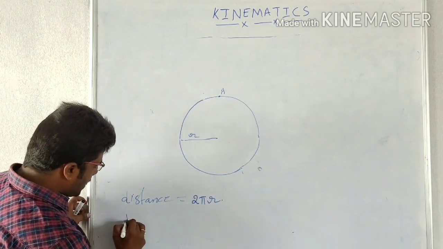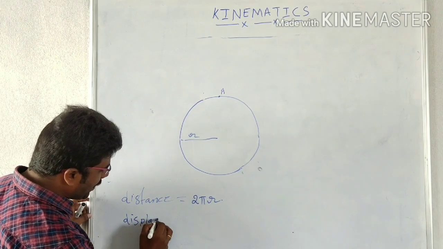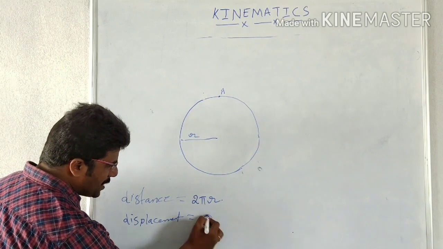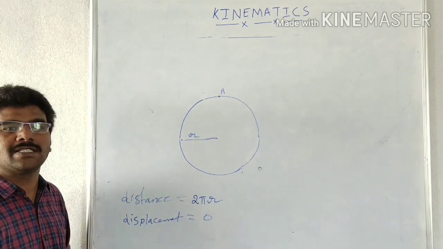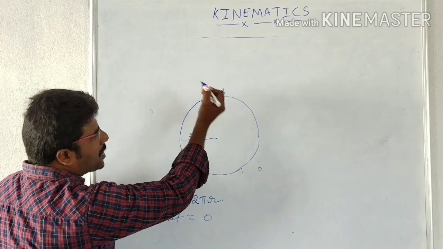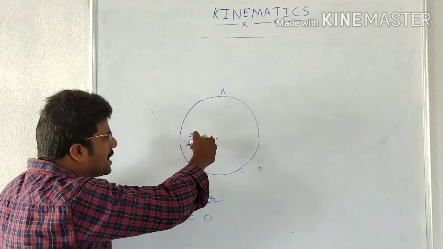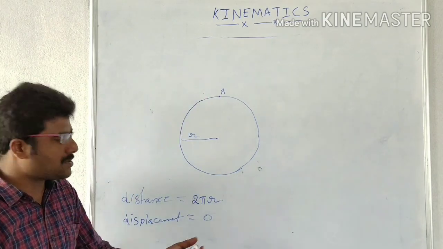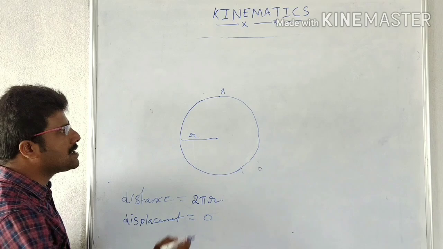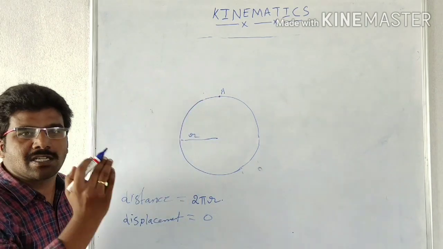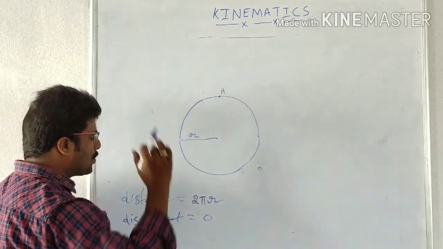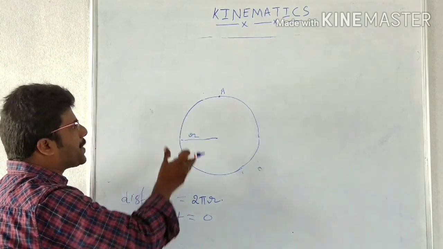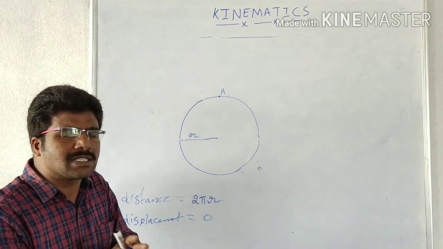When you come to the displacement, can anyone tell? Displacement is nothing but 0. Why is the displacement 0? Because the starting point is A. Once again he moves on the circumference of the circle and reaches A. So it becomes 0 because the final position and the initial position are same. So the displacement is 0. This type of problem we also come across in different manner.